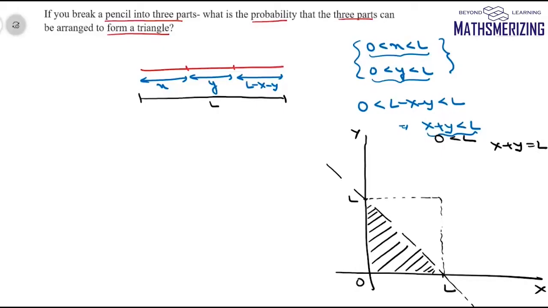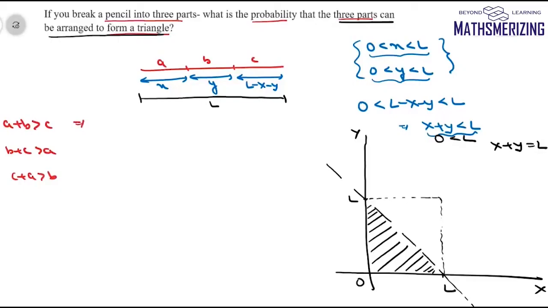Now we need to find the condition that these 3 parts can be arranged to form a triangle. Now let the 3 sides of a triangle be A, B and C. Now we know that A, B, C are sides of a triangle if they satisfy the triangle inequality, which is that the sum of 2 sides is greater than the third side. So that means A plus B should be greater than C, B plus C should be greater than A, and C plus A should be greater than B.